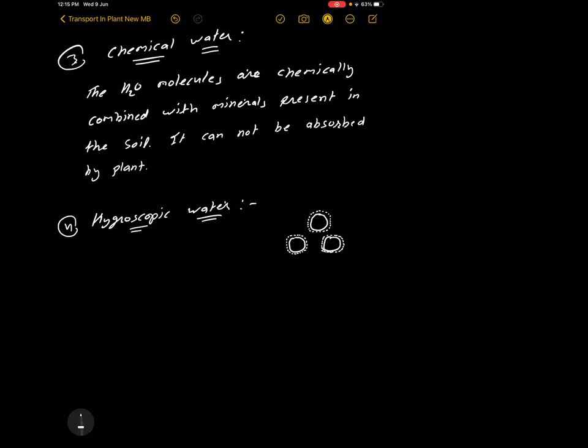That is called hygroscopic. It is tightly held by the soil particles. The water molecules are tightly attached to the soil particles like a film. A thin film is formed around the soil particle. The water molecules are tightly held, so you cannot separate them. The plant roots cannot separate this water, so it is not available. That is called hygroscopic.